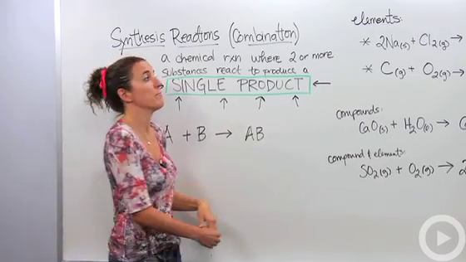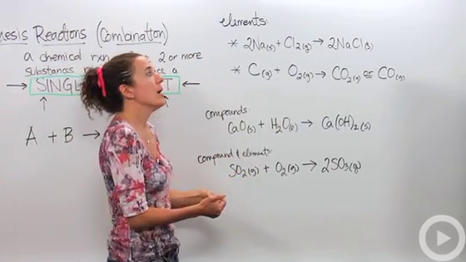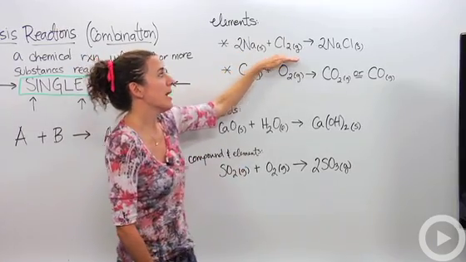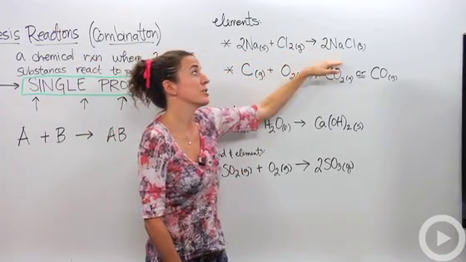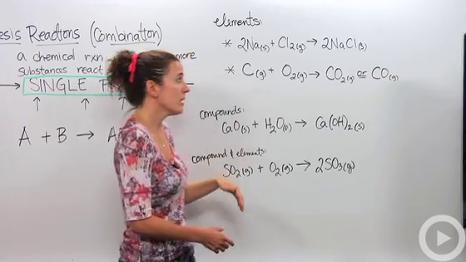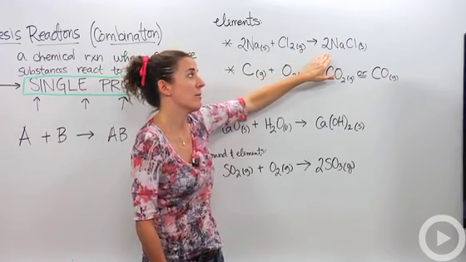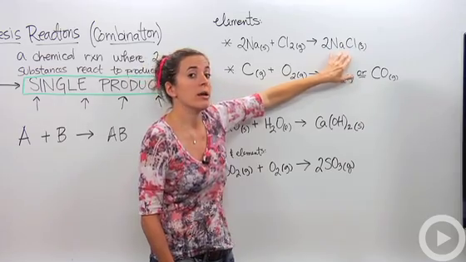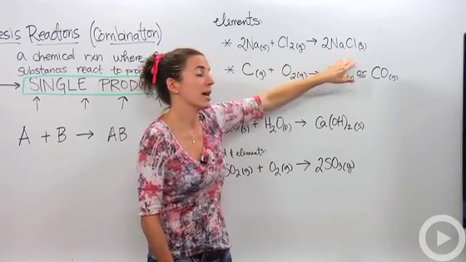That's your hint. Okay, so what kinds of things will undergo this? Well, we have two elements that can come together. We have sodium metal. It can combine with chlorine gas to form our table salt, sodium chloride. Notice that just because there are two reactants doesn't mean this is not a single product. If you have just one product over here, no plus signs, that means it's a synthesis reaction.